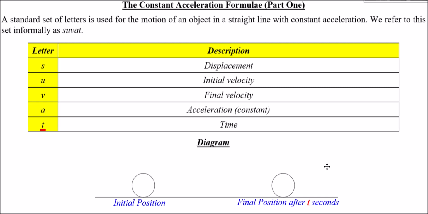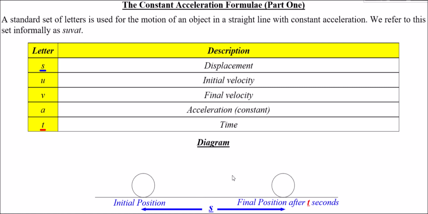So I've underlined t in red in the SUVAT, just as I've underlined t here in red, so you can see here that the t stands for time in seconds. S is the displacement, so you can see here this blue arrow, which is a measure of the direct distance from the initial position to the final position. So S is the displacement.